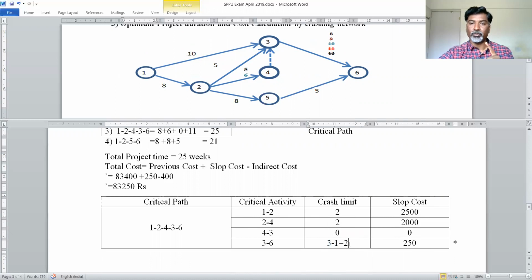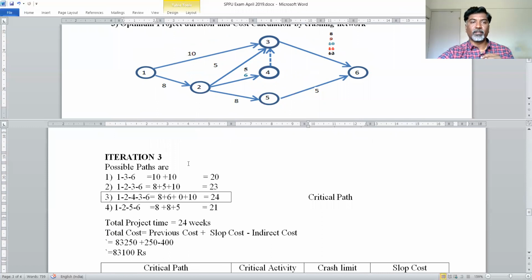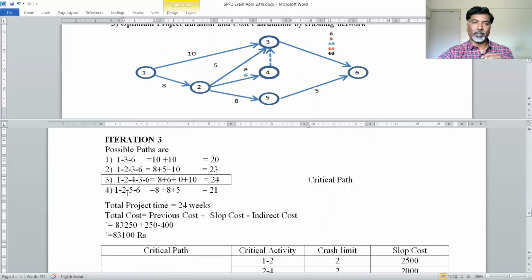So 3 minus 1 is equal to 2, and I have to change 11 to 10. So here I have crashed this activity by 1 week. So we get 10 weeks as my current time to complete the activity Z. Then I have to start a new iteration. For the new iteration, identify the different possible paths, add the corresponding time values required to complete the particular activities, and calculate the total time required for each path. From that, you have to identify the maximum value.